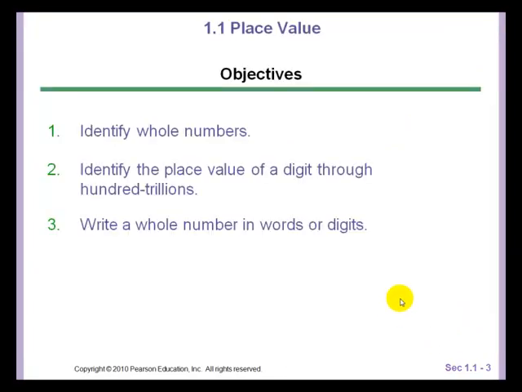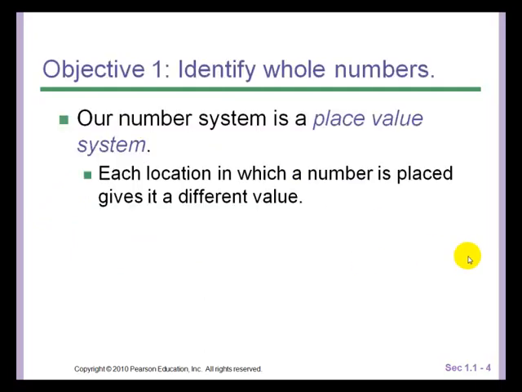So in 1.1 we have three things we'll be working on. We will identify whole numbers, we will identify the place value of a digit through 100 trillions, and we will write a whole number in words or digits. So objective 1, identify whole numbers.